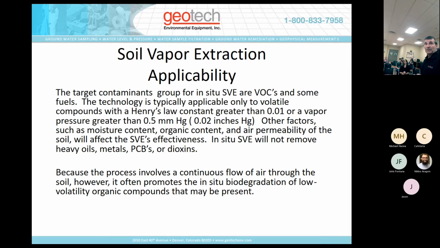And because it's a continuous flow of air, it promotes in situ biodegradation or bioremediation of compounds. Yeah, like a giant plumeter almost. Correct.